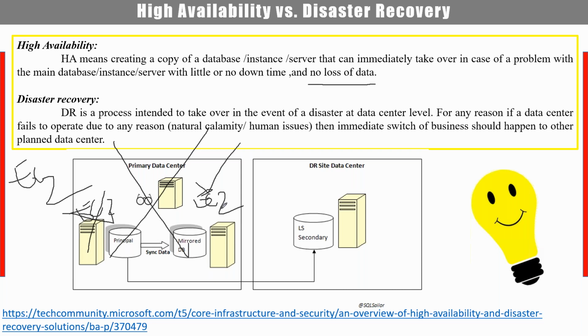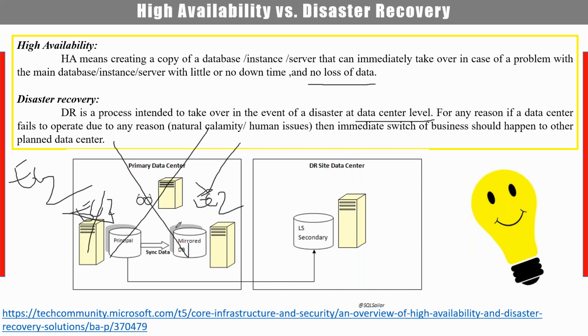Assume if the entire data center is down. What will happen? That is the reason they came up with the concept called disaster recovery. DR is the process intended to be taken in the event of a disaster at the data center level. If your entire data center is down, no worries, I'm having one more copy in the DR site. For any reason, if a data center fails to operate, natural or man-made, then you immediately switch your business to the other data center.